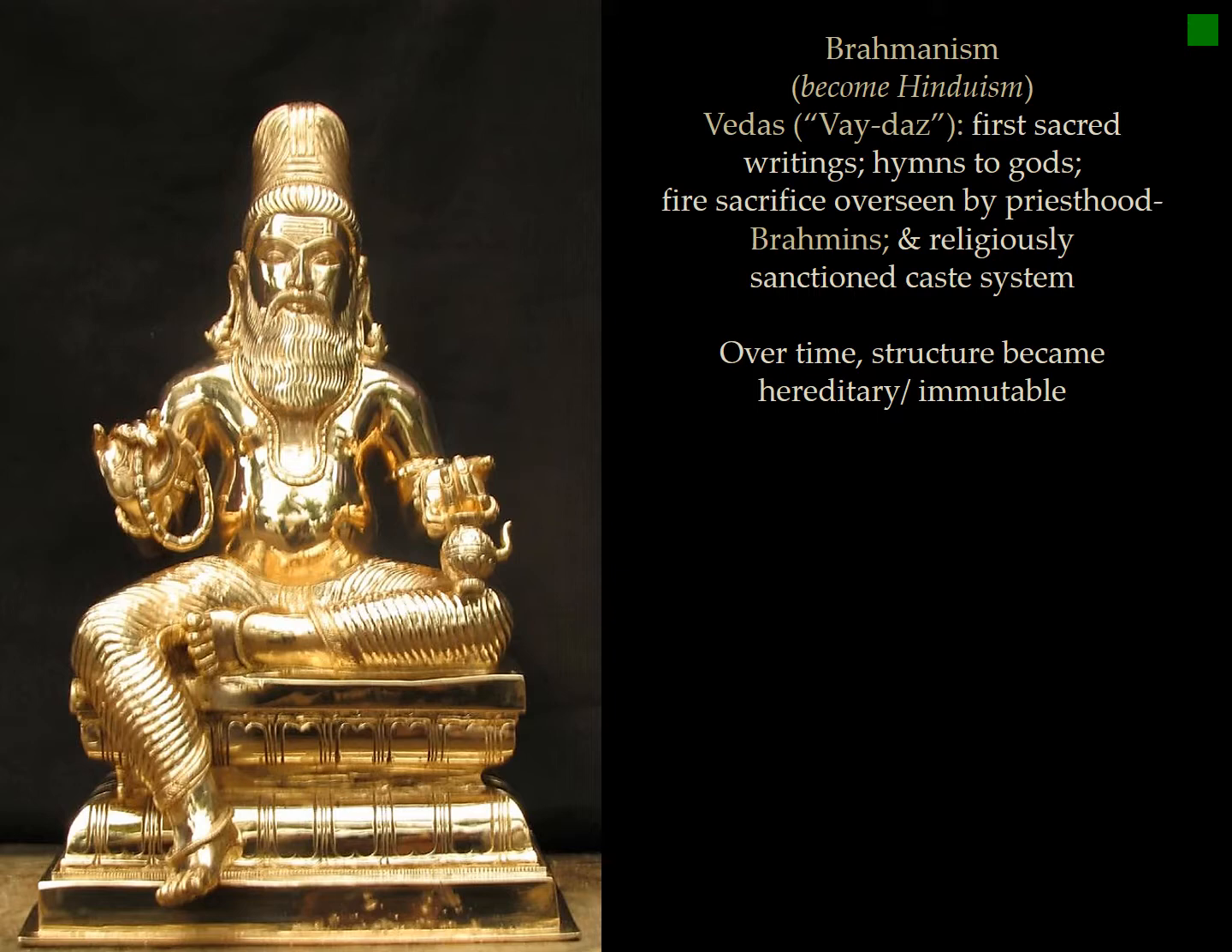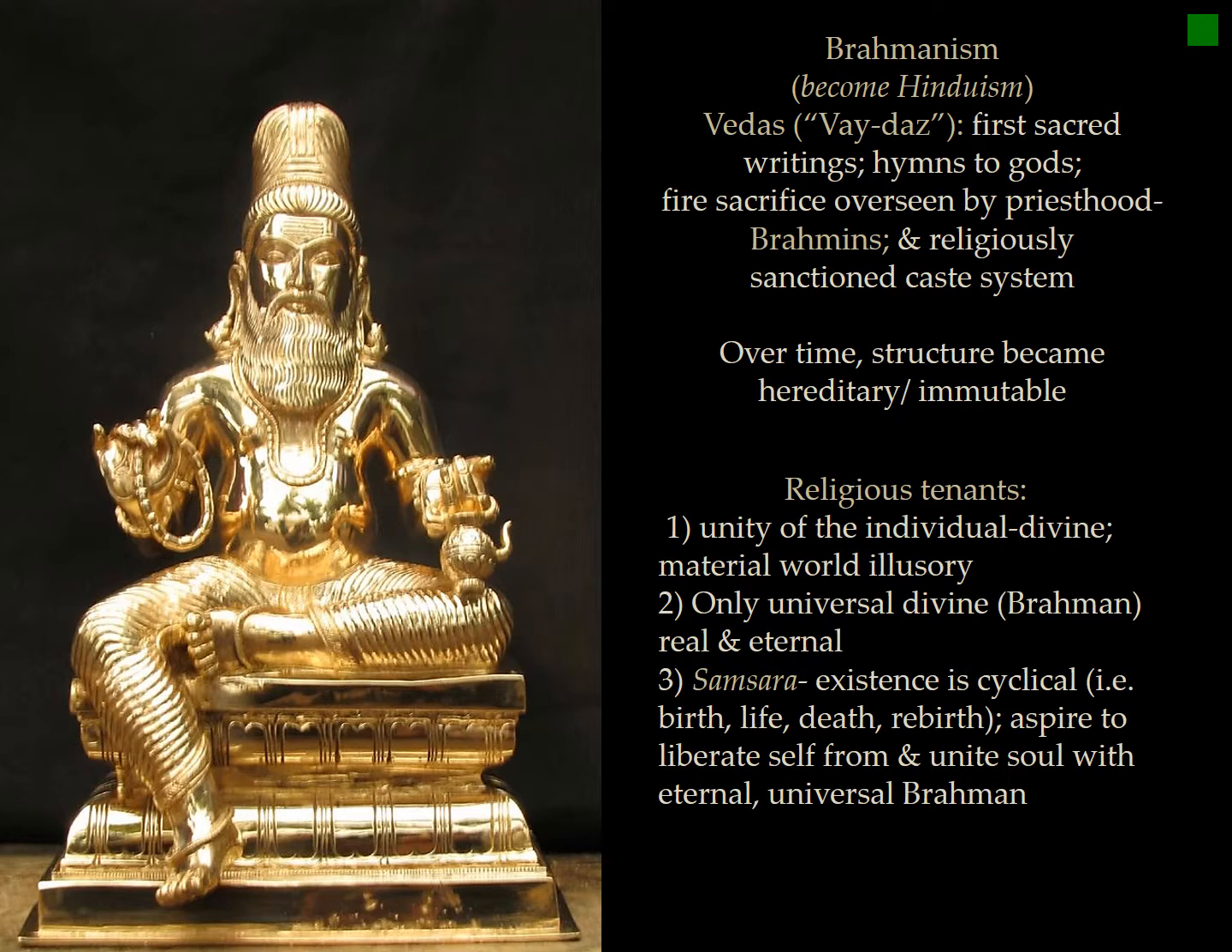Now, the religiously sanctioned caste system also comes from this tradition. Hence, the three different divisions is the divine will of the gods, and they are spoken through the Brahmins. Now, over time, this structure, as noted, becomes hereditary and immutable. You're born into the priestly class, you die in the priestly class. Or you're born into the class of producers, like most people in this culture, and then you die in this caste.